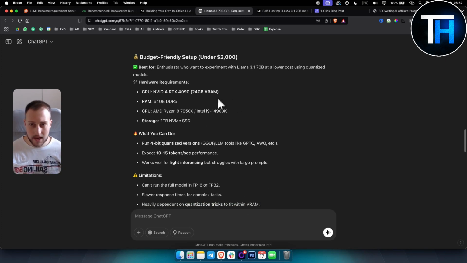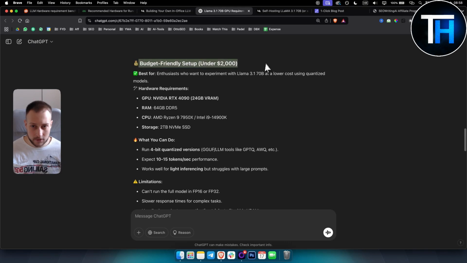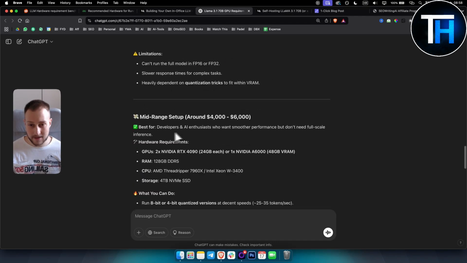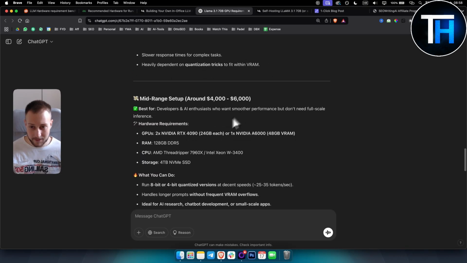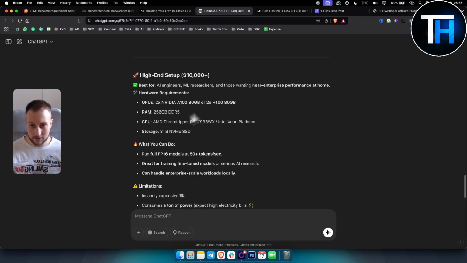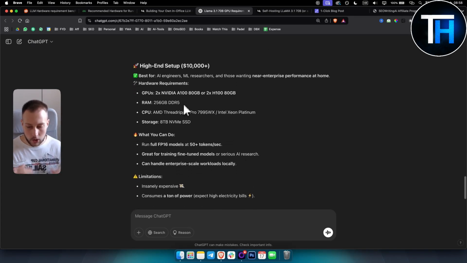So what does this mean, guys? This is only a budget-friendly setup for the Llama 3.1 70 billion parameter LLM, which means that this setup is not enough for this particular model. As you can see, you have a 4,000 to 6,000 setup as well, and then you also have a 10,000 setup. So again, the question of what the LLM system and hardware requirements are will depend on which model you actually want to run.